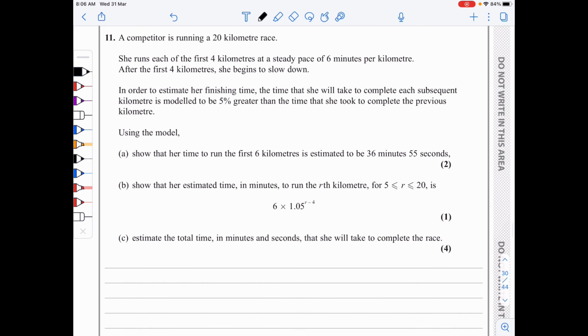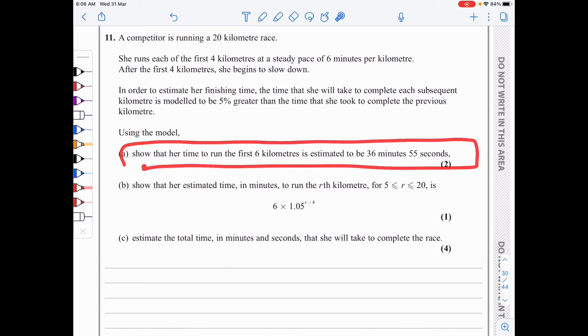In 11, we've got a competitor who is running a 20-kilometer race. She's running the first 4 kilometers at a steady pace of 6 minutes per kilometer, and after the first 4 kilometers, she's slowing down. She's slowing down so that each subsequent kilometer will take her 5% more time than the previous. So we need to show that the time to run the first 6 kilometers is 36 minutes, 55 seconds.